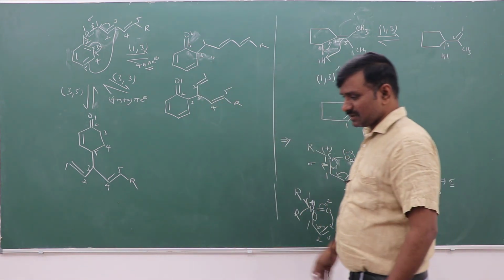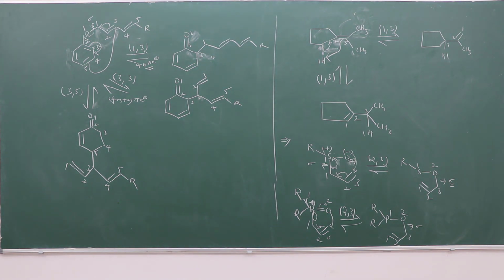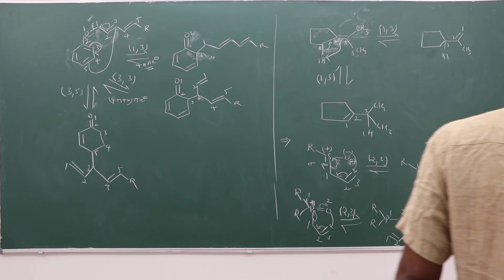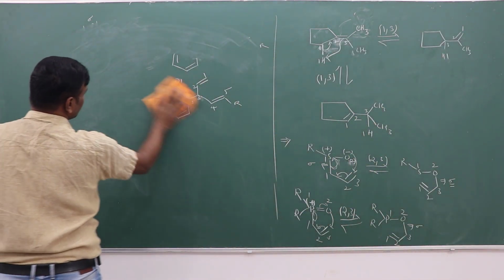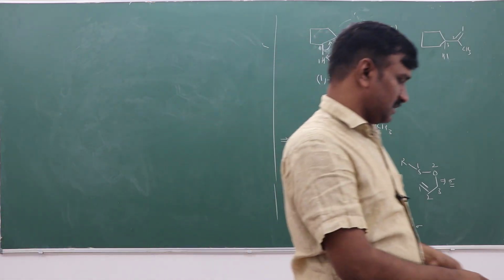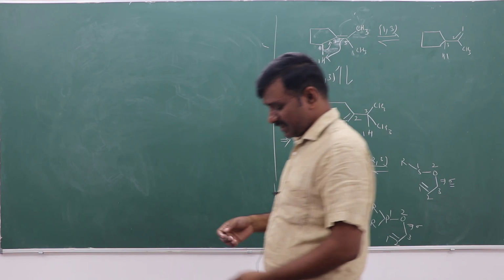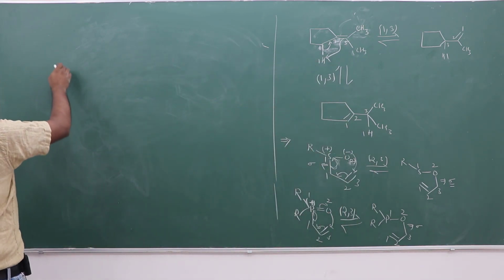Or else I can take one more example. If a 1,3 shift takes place, what will happen? If a 1,5 shift takes place, what will happen? Another example. A number of examples are there. For the stereochemistry discussion, I can explain again. Other different examples can also be taken from the stereochemistry point of view.